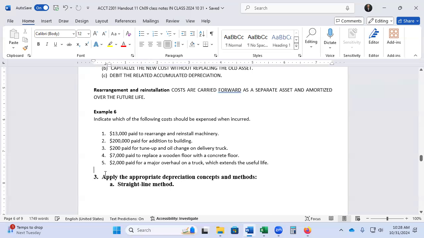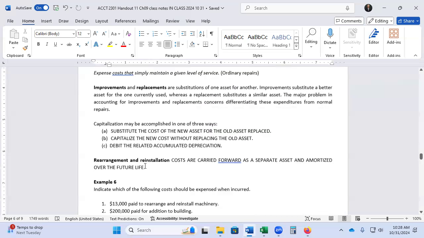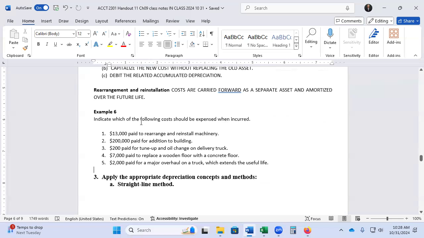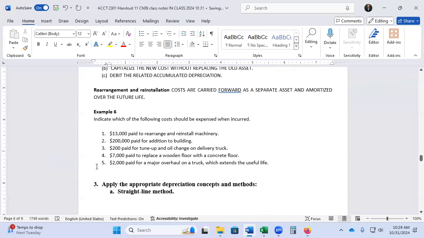Okay, so let's take a look at example 6 and indicate which one of the following costs should be expensed when incurred. I'll give you about a minute to decide on your own, and then I'll walk through them with you.